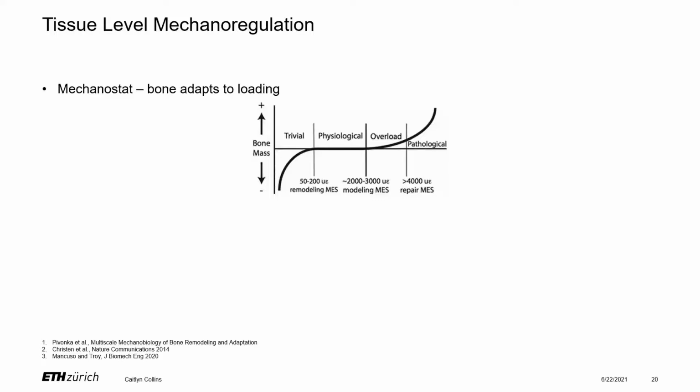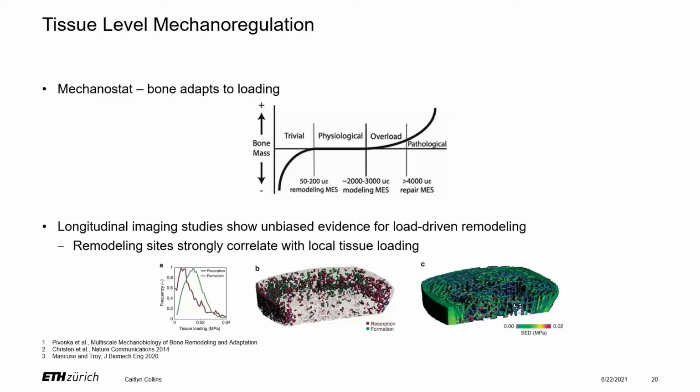Conversely, if the strains are too low, our bone tries to modify and remove anything that's unnecessary. So low strains are then associated with bone resorption. And obviously at the highest end of strains, we consider this to be pathological, and this is where you start to see damage accumulation and fracture. And there have been studies that have linked this mechanostat in vivo.